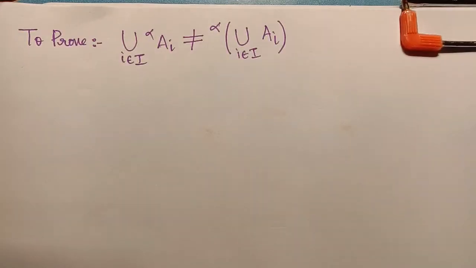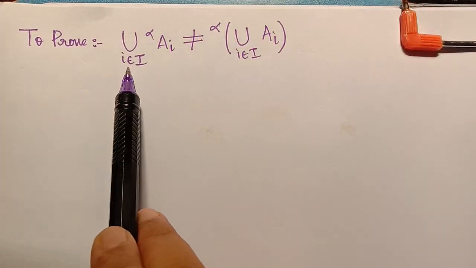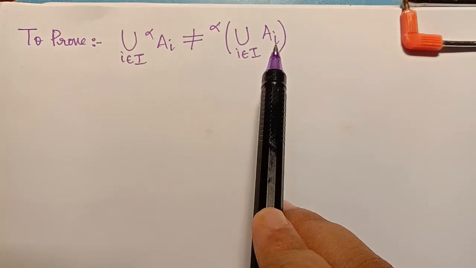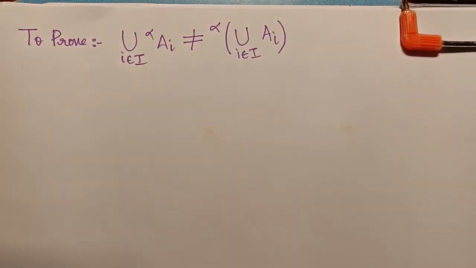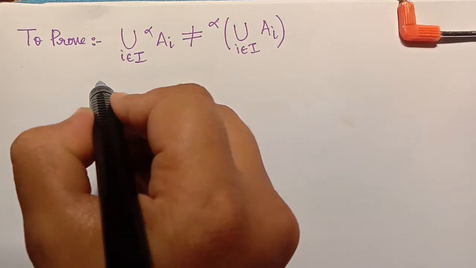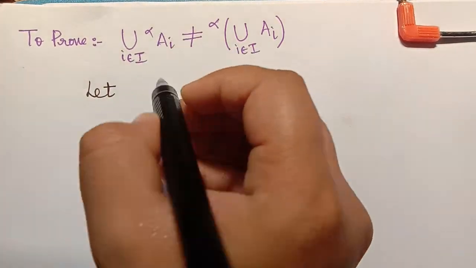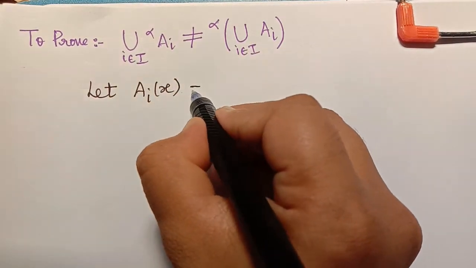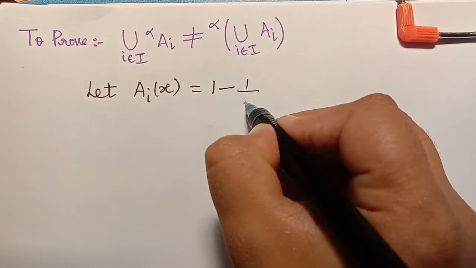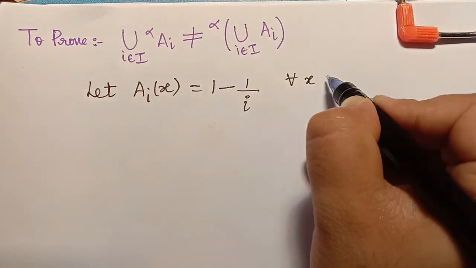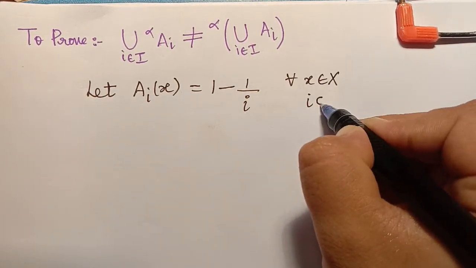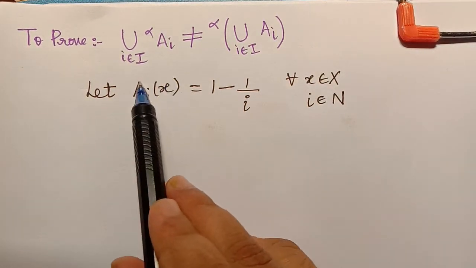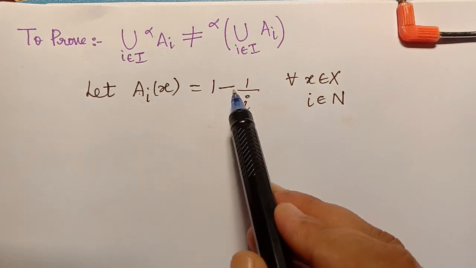So now here I have written, to prove union of alpha cut of AI is not equal to alpha cut of union AI. To prove this we shall now consider an example. So let us consider an example AI of x, a fuzzy set which is equal to 1 minus 1 by I for all x an element of capital X and I an element of capital N. Now this AI of x is a fuzzy set and we consider it to be 1 minus 1 by I.